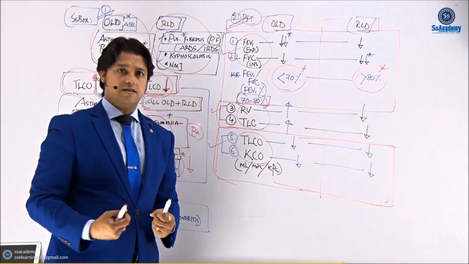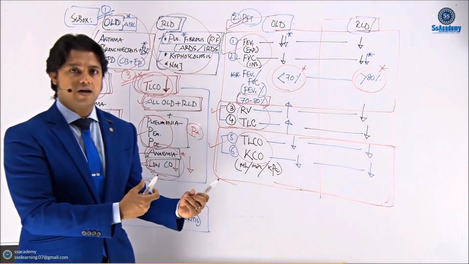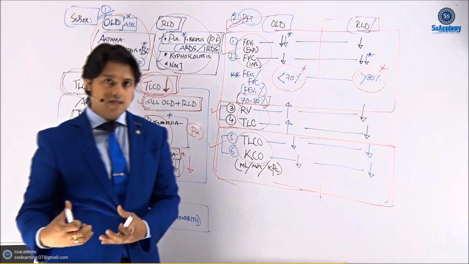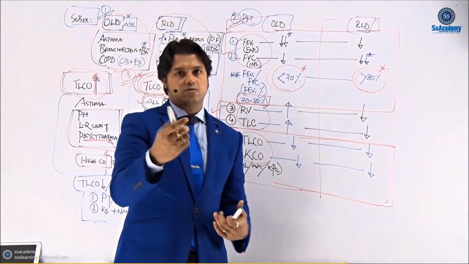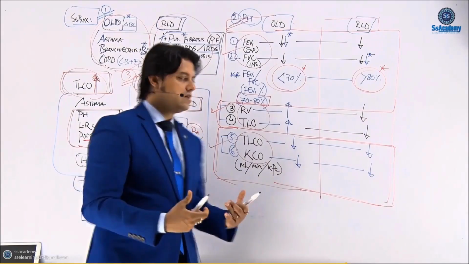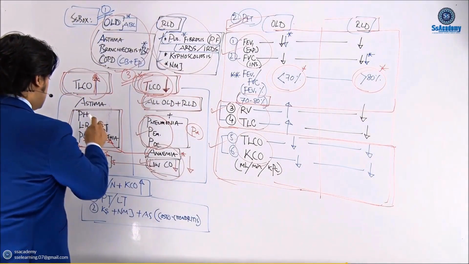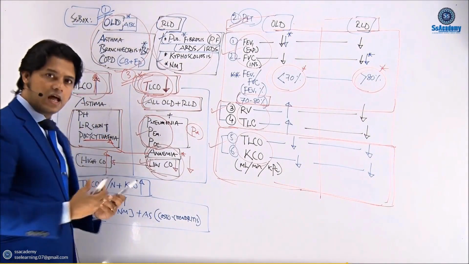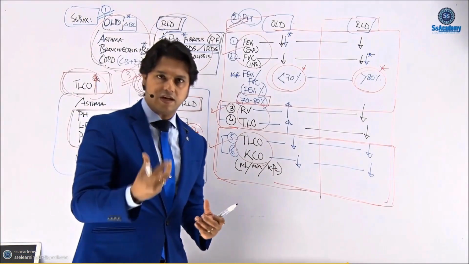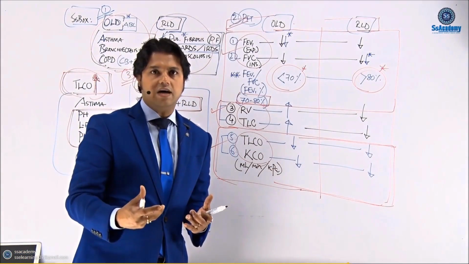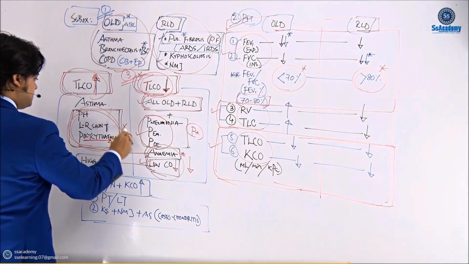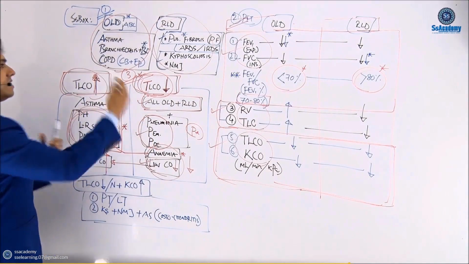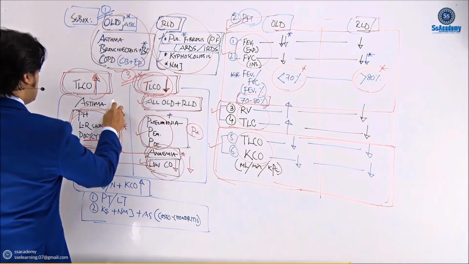Left to right shunt. Left to right shunt means the left-sided blood passes to the right, and more and more blood passes through the lungs. And pulmonary hemorrhage is something like the alveoli having hemorrhage. So here there is more and more blood. Polycythemia means more and more blood, which increases the TLCO.